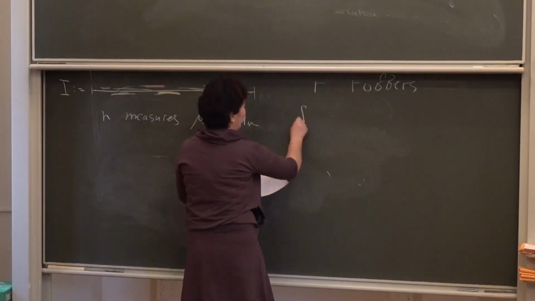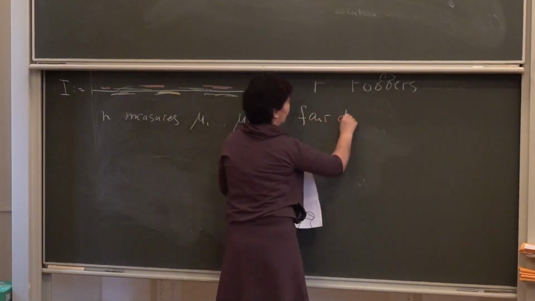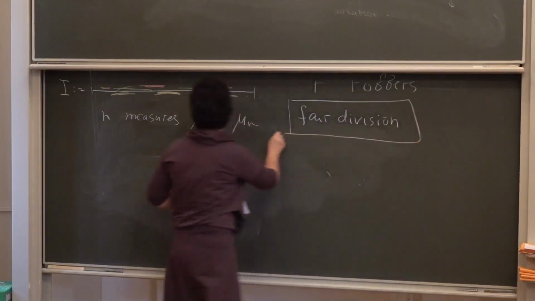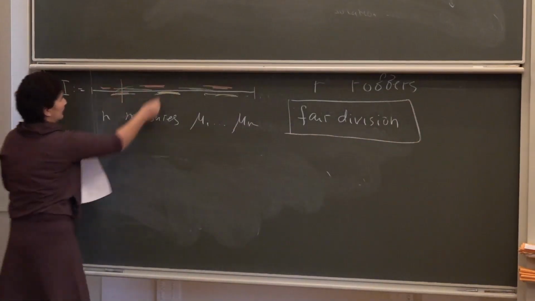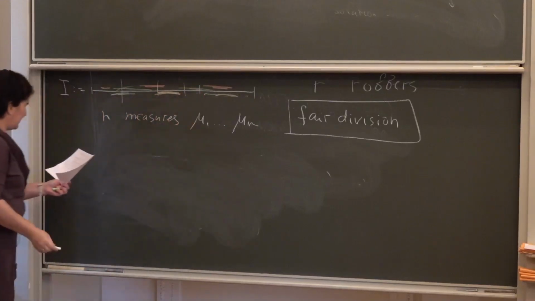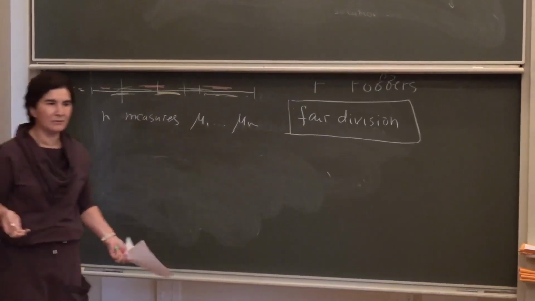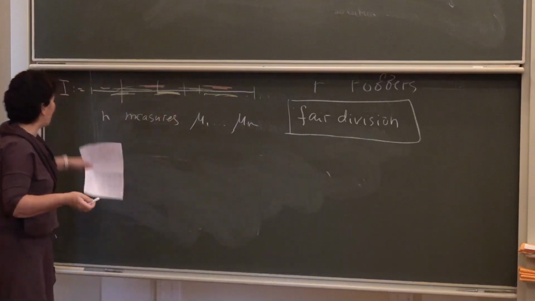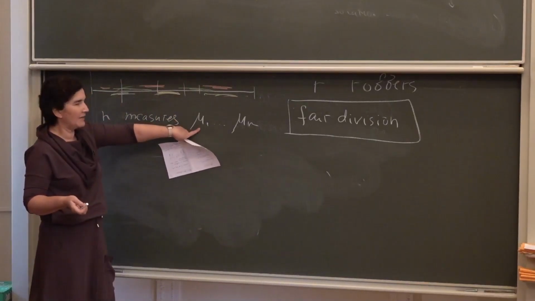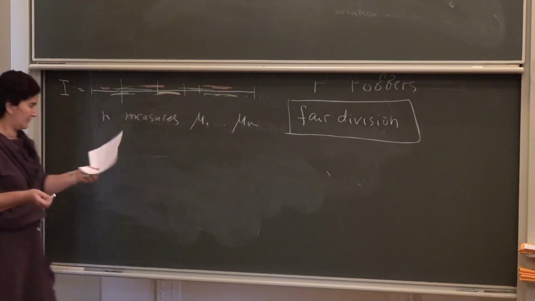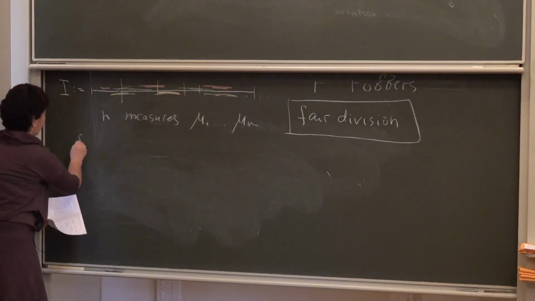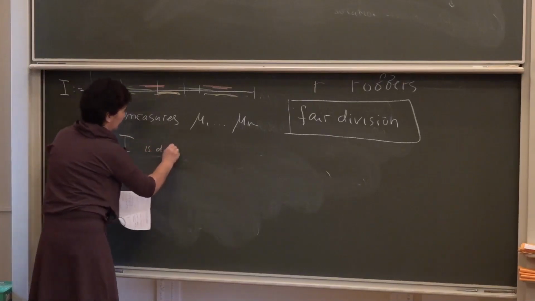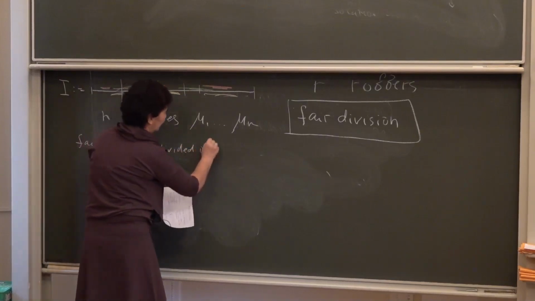So what does a fair division mean? This means that one should cut the necklace into pieces, and then the pieces are distributed among the thieves. They are allocated in such a way that each of the measures is divided evenly among the thieves, among the robbers. So fair means the following, that I is divided into tiles.